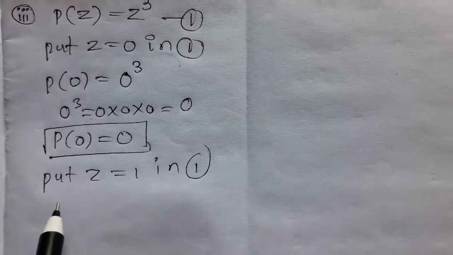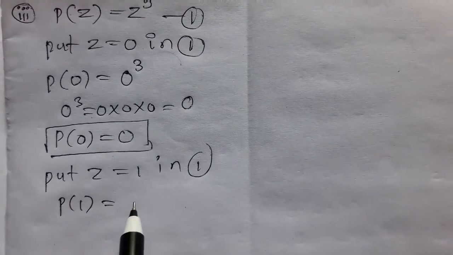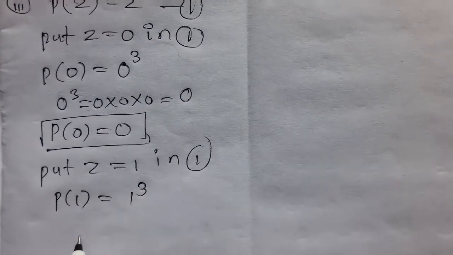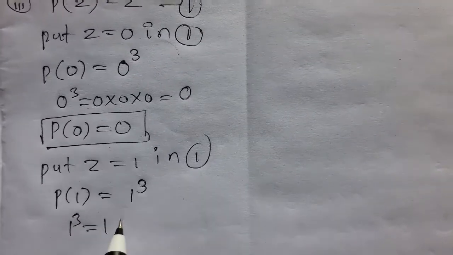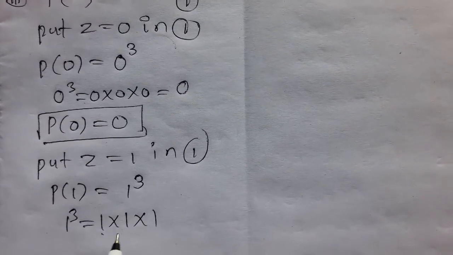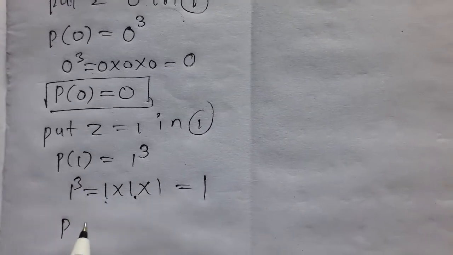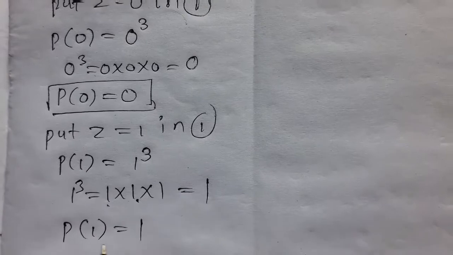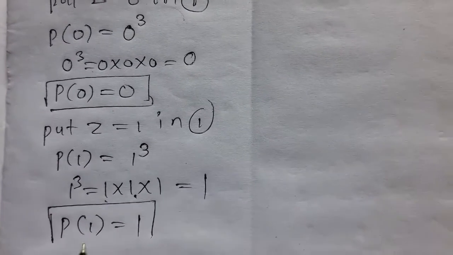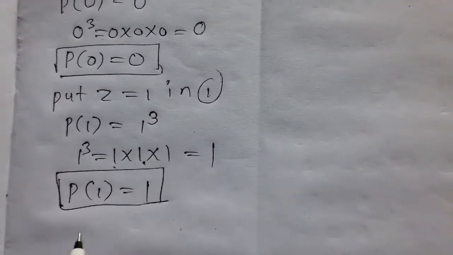Now put z equals 1 in equation 1. Now P of 1 equals 1 cube. So 1 cube means 1 multiplied by 3 times. 1 into 1 is 1, 1 into 1 is 1. 1 only. Now P of 1 equals 1. Isn't it? Next.